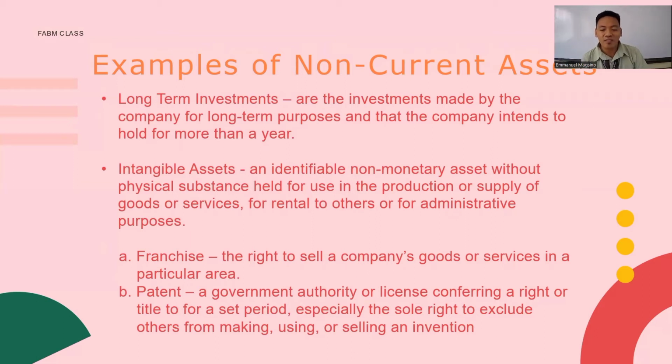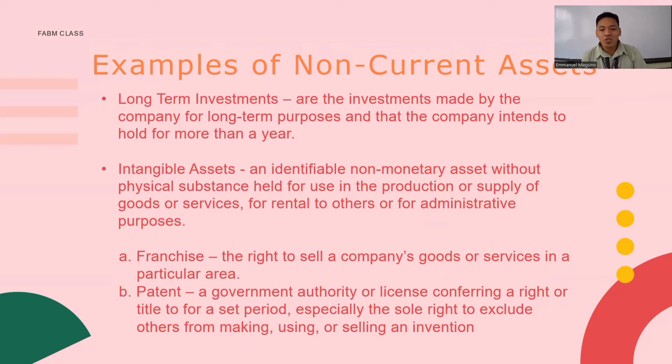Okay, these are identifiable non-monetary assets without physical substance. So ibig sabihin, hindi nahahawakan physically. Yan. Held for use in the production or supply of goods or services, for rental to others, or for administrative purposes. Franchise, the right to sell a company's goods or services in a particular area. So magpa-franchise, usually yan, uso yan ngayon, no? So magpa-franchise ng siomai, may iba-iba yan, and other business.